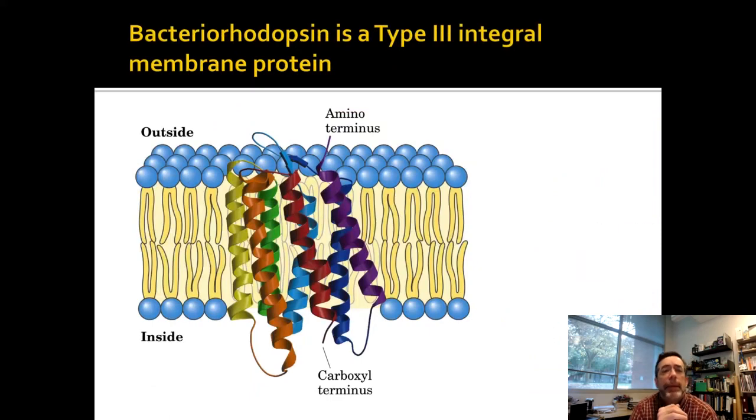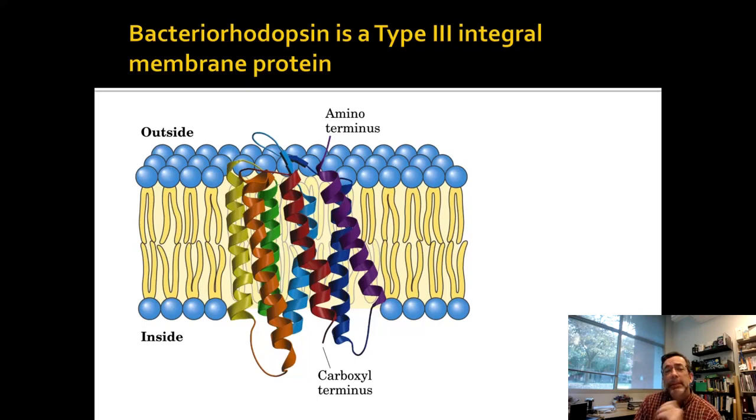For example, I could show you Bacteriorhodopsin right here, and it's a type 3 integral membrane protein, clearly one chain, and crossing the membrane several times. It doesn't matter, but the amino terminus is outside, so if it was only crossing one time, it would be a type 1. But just follow the rules and know how to name the different things.